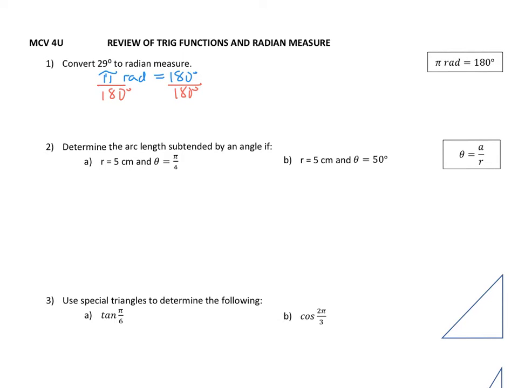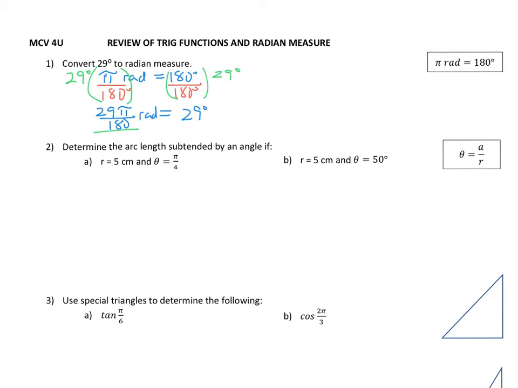I don't want 1 degree. What I really want is 29 degrees. So I'm going to multiply both sides by 29. On the right side of the equal sign, I really have 29 degrees now. That gives me that 29 degrees is equal to 29 times pi over 180 radians. So 29 degrees is equal to this many radians. I hope you remember that. You might have a different way. You might start with 1 degree equals pi over 180 radians and go from there.